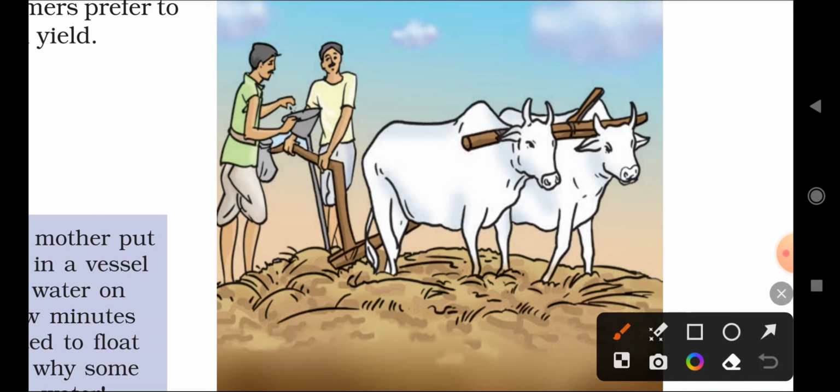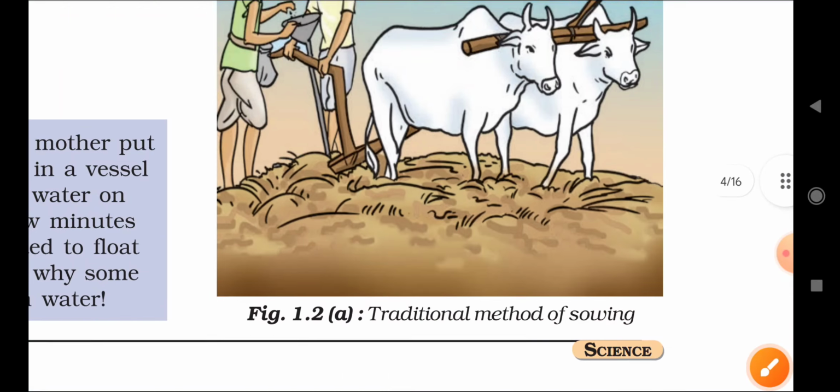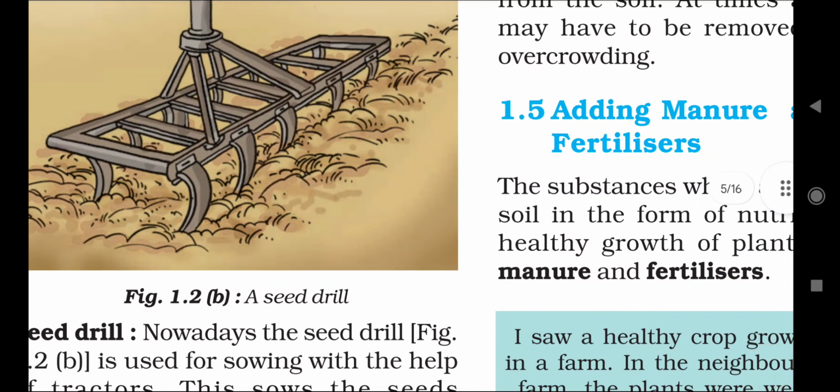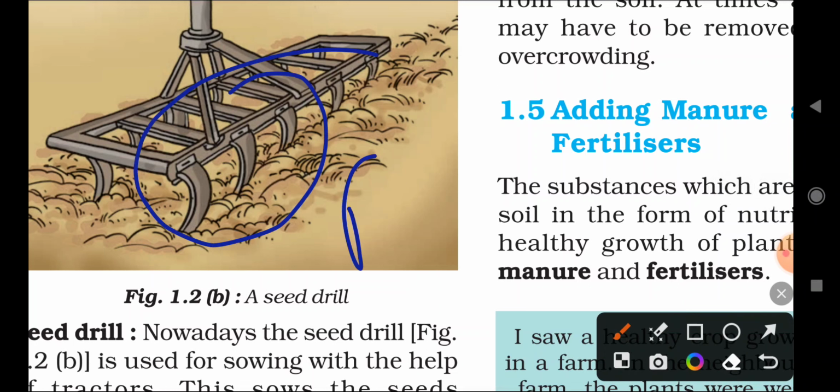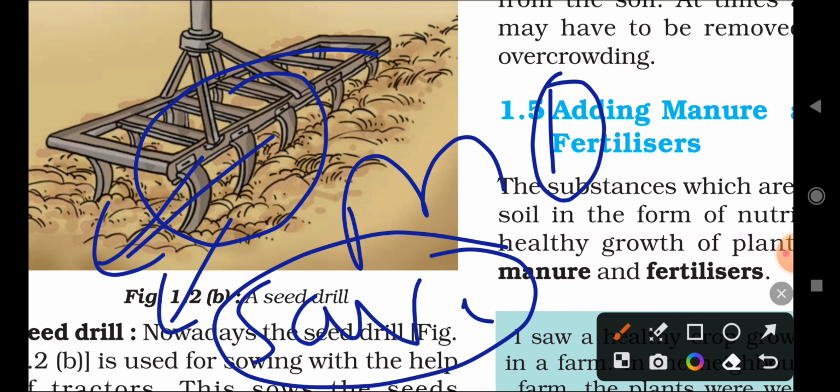Here, a man is required for sowing the seed, man plus animals, right? But in the case of seed drilling, there is no need for animals and many workers. Only one person can sow the seeds in the entire field, because it works with machines, a tractor, so it saves time as well as labor work. This is the main advantage of seed drilling.